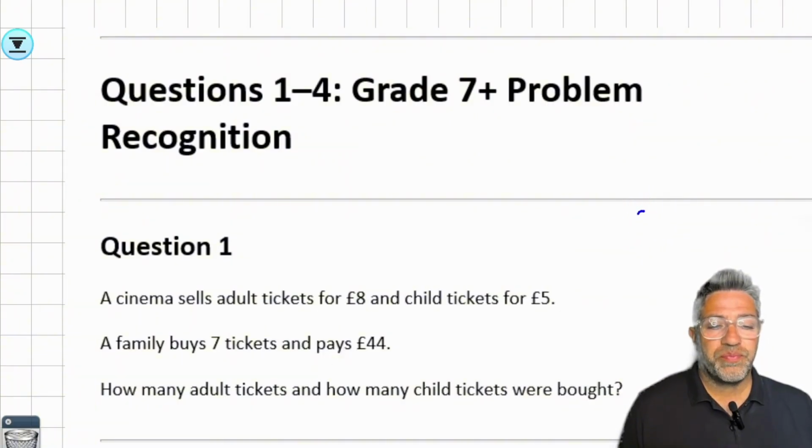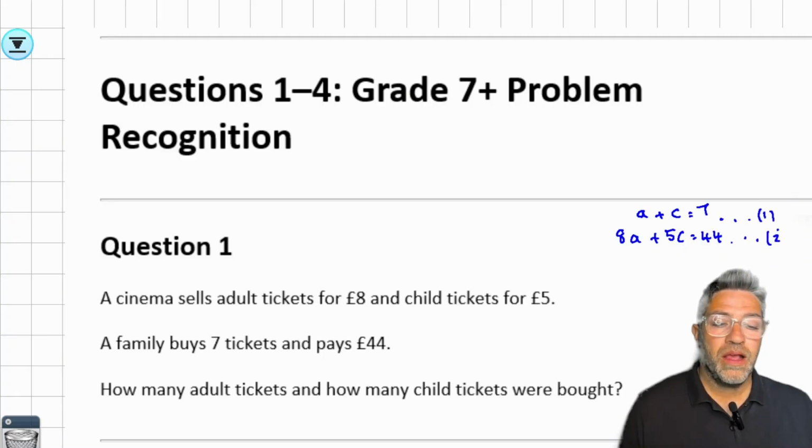So let's just start off. However many adult tickets and however many child tickets were bought, we know that they have to total 7. Secondly, the adult tickets costing £8 each and the child tickets costing £5 each, we know must give a total of £44. Now, straight away, I'm hopeful that this jogs your memories into thinking about simultaneous equations. If I label the top equation number 1 and the equation below number 2, the first thing I've got to do is make one of my variables match.